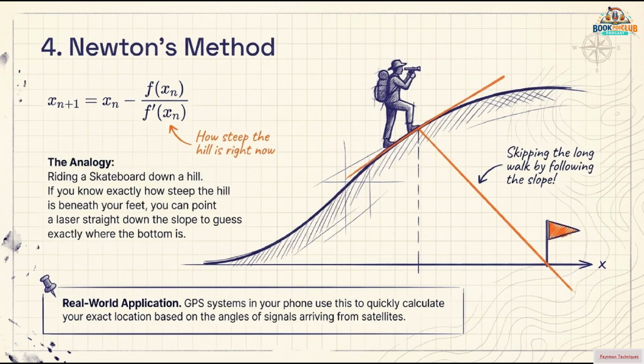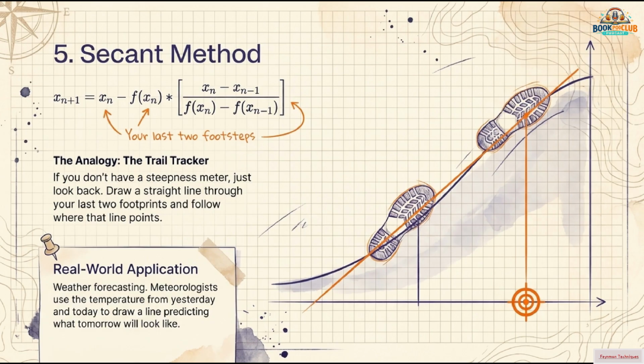Okay, so Newton's laser is incredibly powerful. But looking at the mechanics of it, it requires you to know the exact steepness of the hill at every single point. The exact derivative, yes. What if our 12-year-old explorer forgot to bring their perfect laser steepness meter? Or what if the landscape is too bumpy to get a clean reading? That is a very practical hurdle. Finding that perfect derivative is sometimes mathematically impossible. Which leads us to slide 5 and the Secant method.